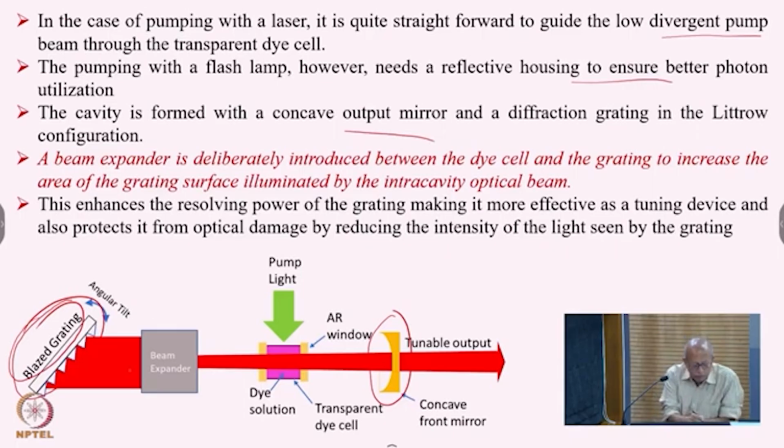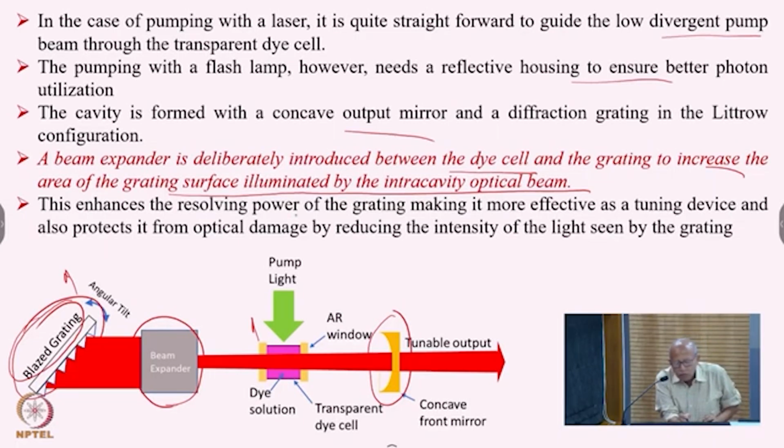A beam expander, as you can see, is deliberately introduced between the dye cell and the diffraction grating to increase basically the area of the grating surface illuminated by the intracavity optical beam. This expands the beam area. This enhances the resolving power of the grating, making it more effective as a tuning device, and also protects it from optical damage by reducing the intensity of the light seen by the grating.